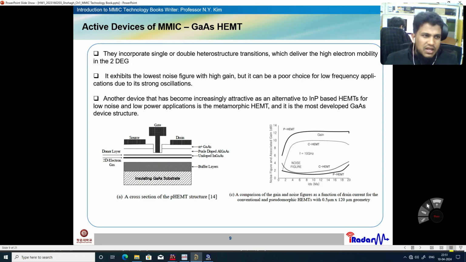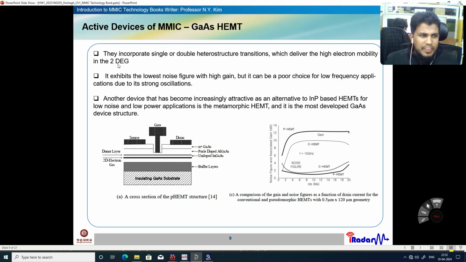So another active device is the gallium arsenide HEMT. HEMT means we can understand the high electron mobility transistor. HEMT transistors are able to operate at higher frequency than ordinary transistors, up to millimeter wave frequency, and are used in high frequency products. High electron mobility transistors are also known as heterostructure FET, HFET.